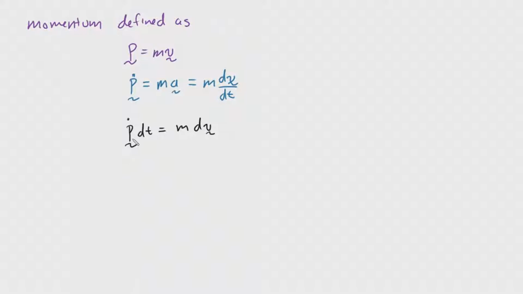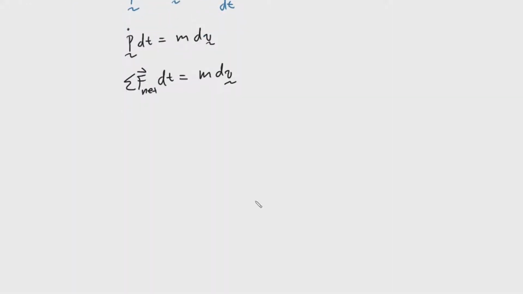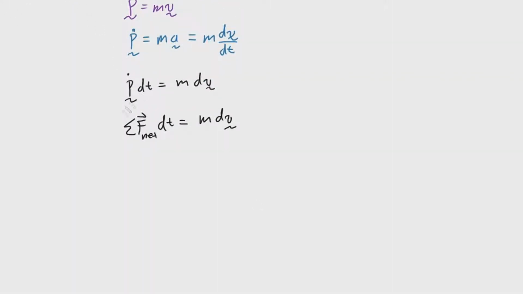And we can also rewrite the time derivative of momentum as the net sum of the forces, since we said the time derivative of momentum equals m times a. So we can say the vector sum of the forces times dt equals m dv. All we have to do now is take the integral. So we're going to take the integral from t naught to some t final on one side, and from v naught to v final on the other.